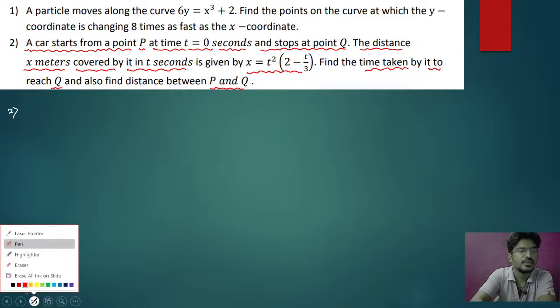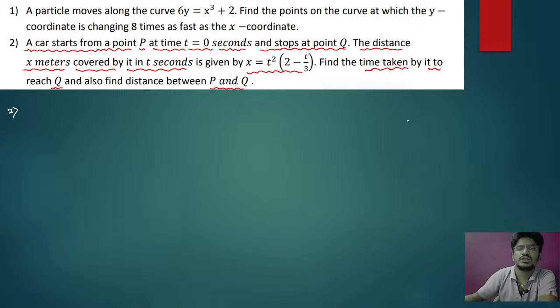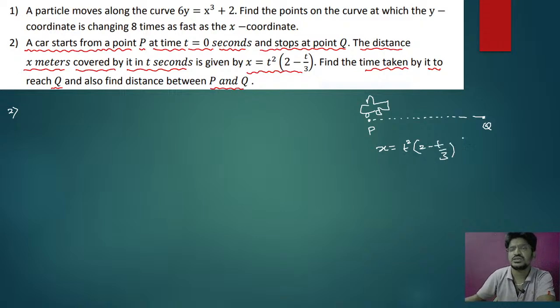Okay, no problem. So let us go through it. There is a point P, there is a point Q. So the car travels from a point P to point Q. Here the distance is given by x is equal to t square into 2 minus t by 3. This is the distance, and I know that dx by dt is velocity. Rate of change of distance is velocity.